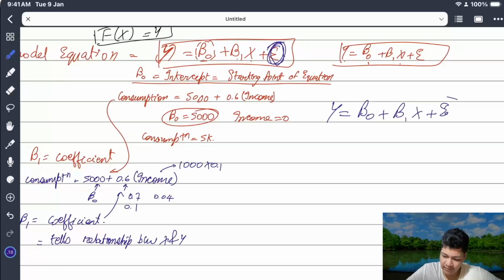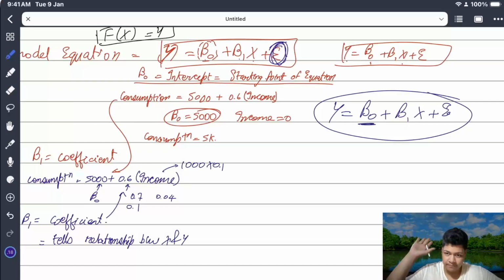Okay, let's decode everything. What is y? Y is consumption. Consumption is equal to the intercept, that is b naught. B1 is basically the coefficient, X is the income, and e is the error. So this is the mother equation, that is the model equation.